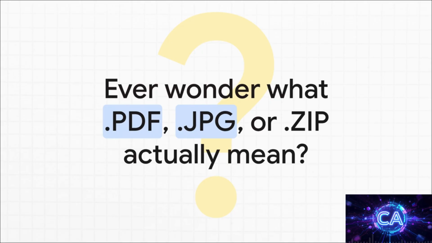I mean, have you ever just stared at a file and thought, what is a PDF really? Or why is this picture a JPG but that one over there is a PNG? And what's the deal with zip files? It can feel kind of random, right? But I promise you, it is absolutely not. Each one of those little acronyms, well, it tells a very specific story.